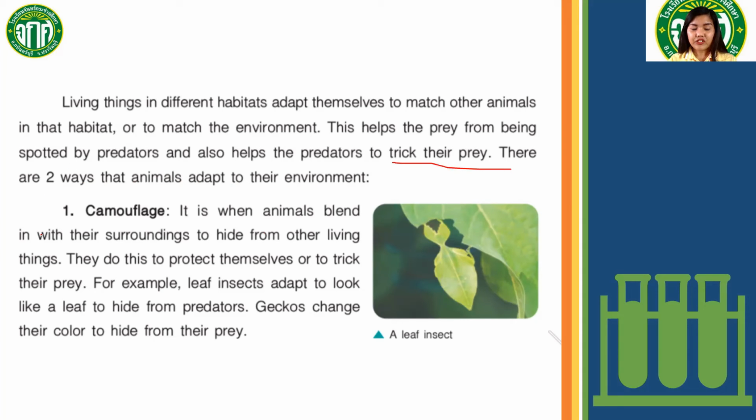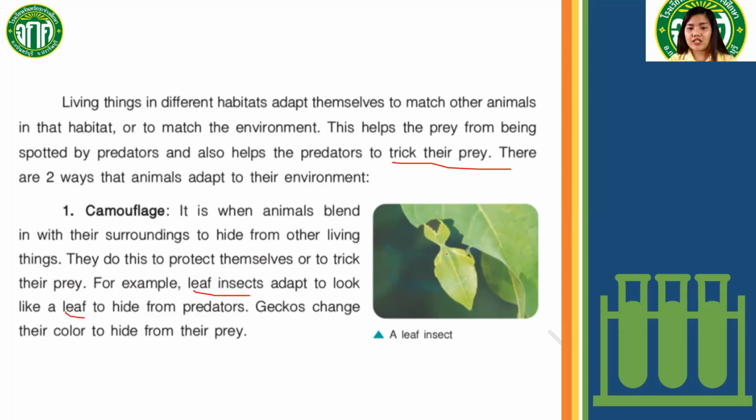First we have what we call camouflage. It is when animals blend with their surroundings to hide from other living things. They do this to protect themselves or to trick their prey. For example, leaf insects adapt to look like a leaf to hide from predators. Geckos change their color to hide from their prey.